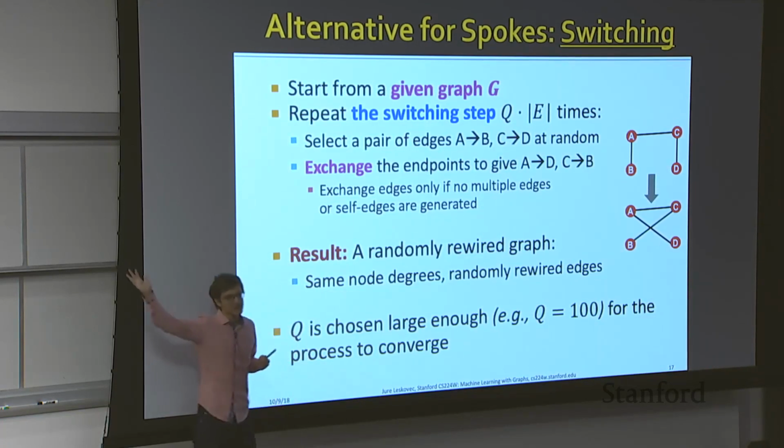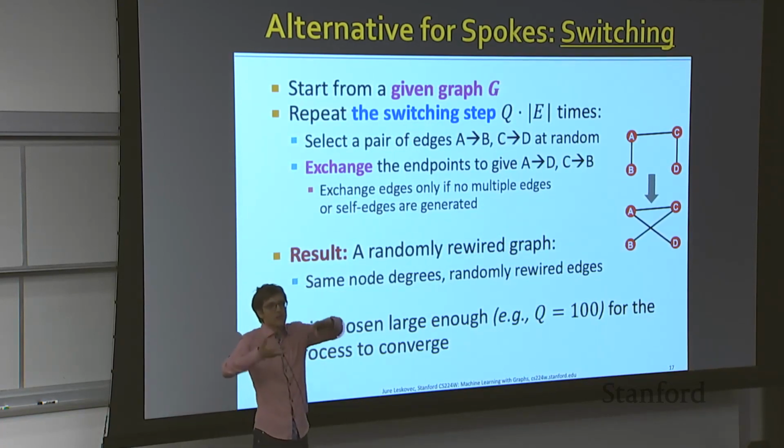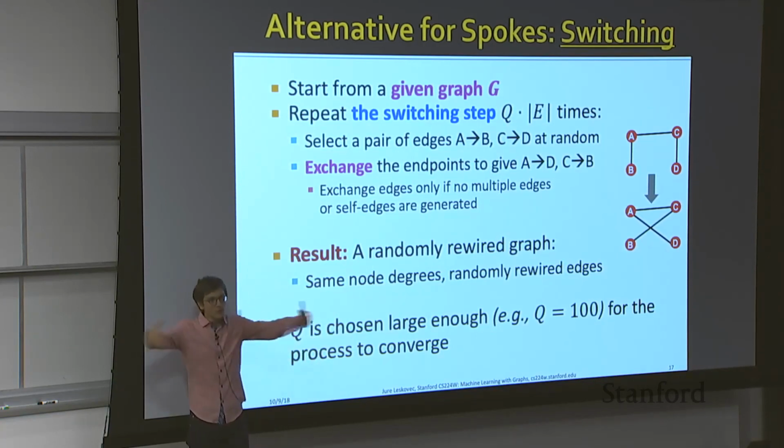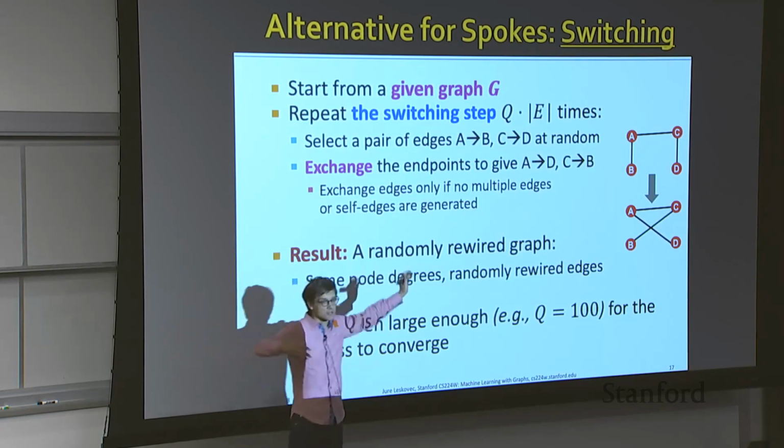You can keep running it as long. It will never converge, right? Because it's always randomly changing something. But the point is, it will converge to a uniform sample from a distribution of graphs with a given degree sequence.